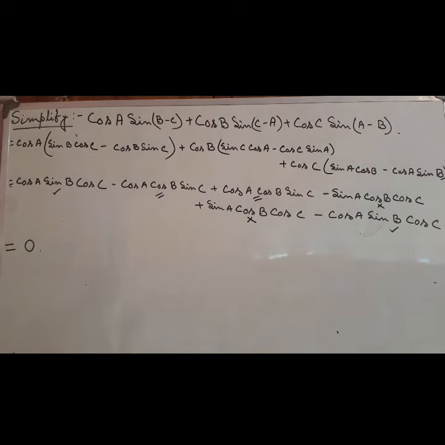Okay, after multiplying, you see this term is same with this one, but they are in opposite sign. These two terms are same but in opposite sign, and these two terms are same but in opposite sign. So each of them will eliminate each other. So the result is 0.